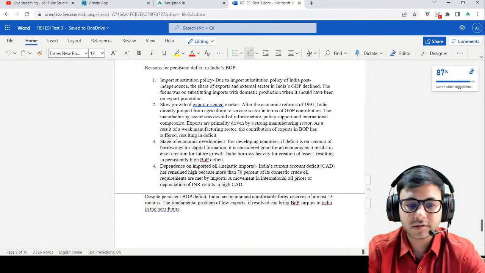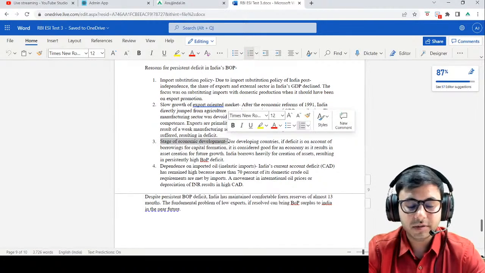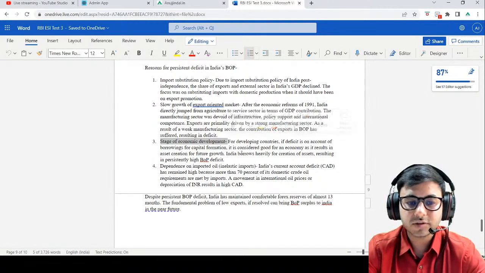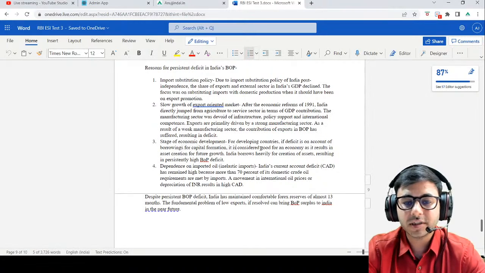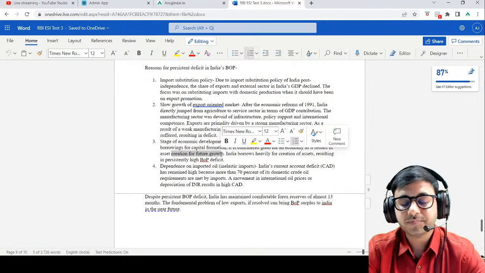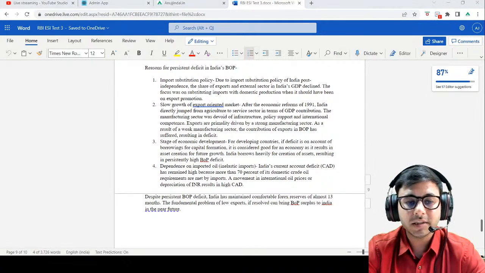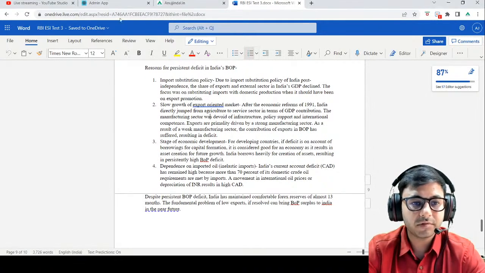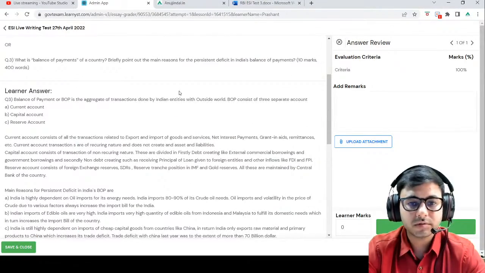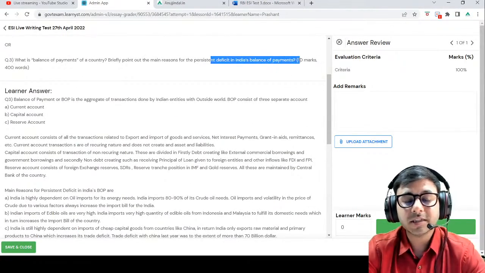What are the other reasons? Stage of economic development. For developing countries, if deficit is on account of borrowings for capital formation, it is considered good for an economy as it results in asset creation. So the reasons were asked about balance of payment. Okay, if I'm not wrong. Yes, deficit in India's balance of payment.